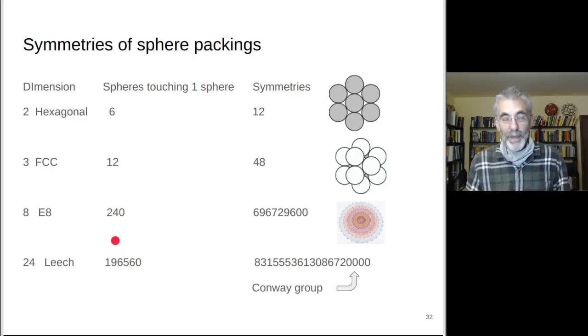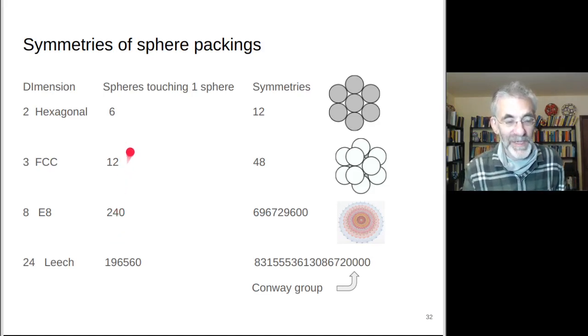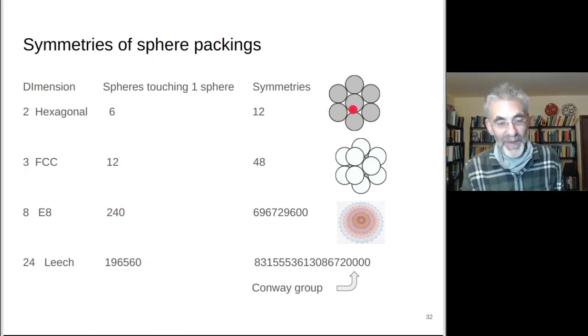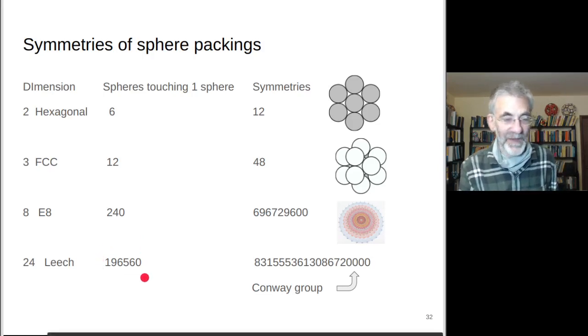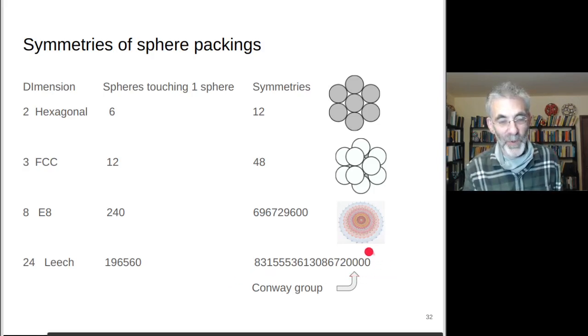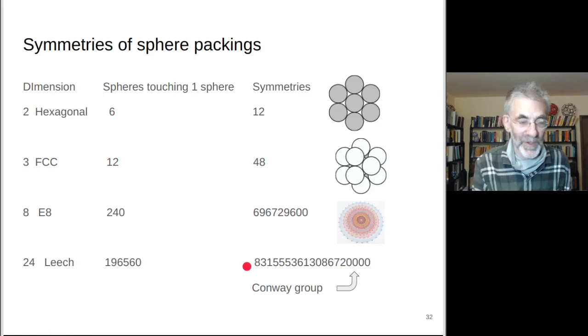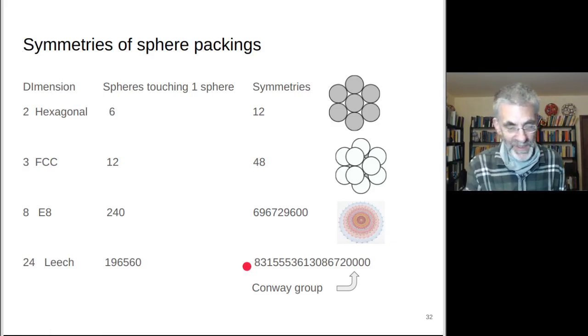discovered the Conway sporadic simple groups by studying symmetries of sphere packing. So we've seen three of these already. In two dimensions, the hexagonal sphere packing has a symmetry group of order 12. In three dimensions, the face-centered cubic has a symmetry group of order 48. We just looked at eight dimensions, where the E8 lattice has a symmetry group of this order, which isn't too hard to work out, and has 240 spheres touching one sphere. John Conway studied the Leech lattice, where each sphere touches 196560 other spheres, and the symmetry group has this massive order, which is more or less one of the Conway groups. It's actually twice the size of Conway's simple group, but never mind.